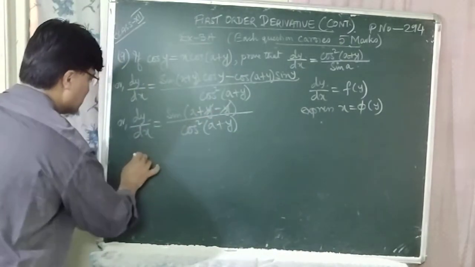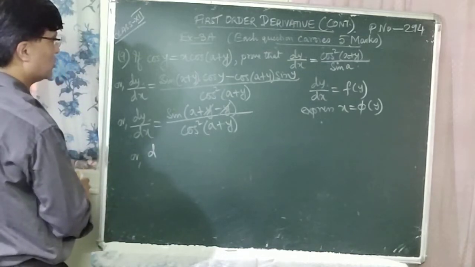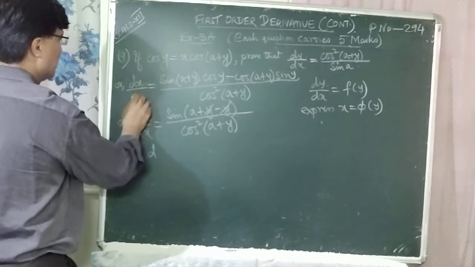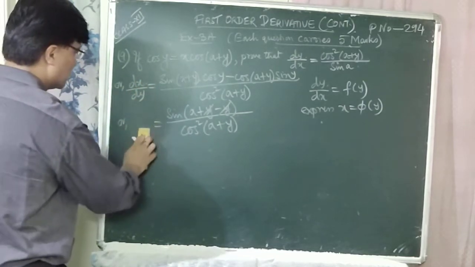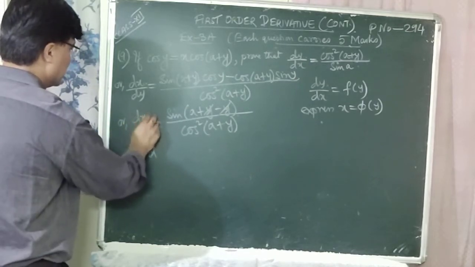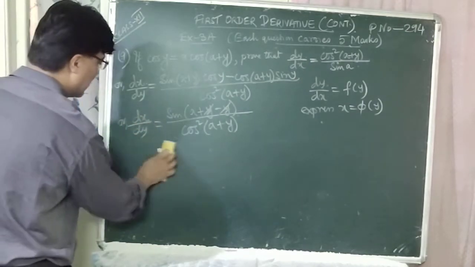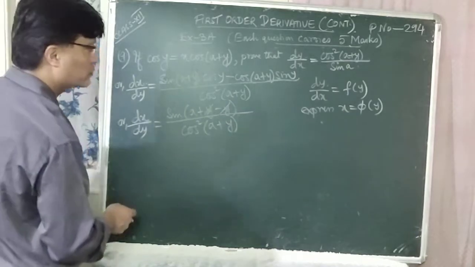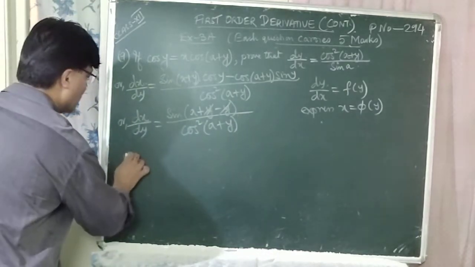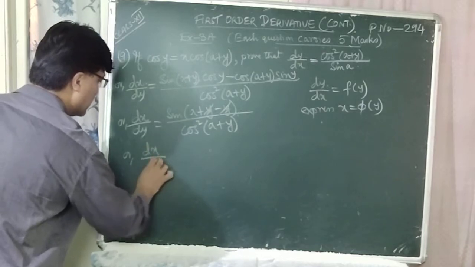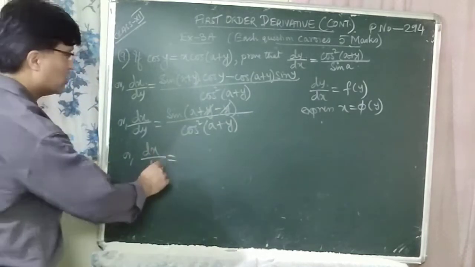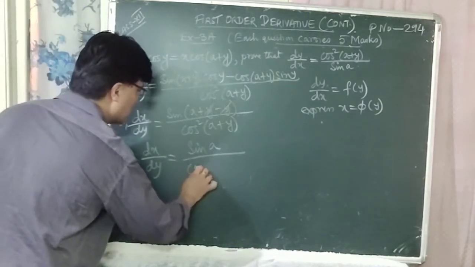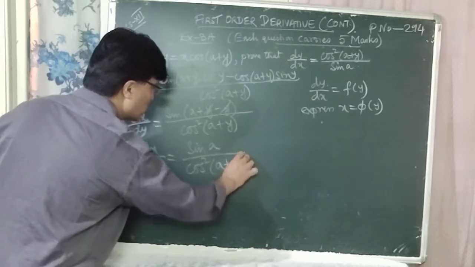So here y gets cancelled, or, oh, it should be dx by dy, sorry, this is dx by dy, right? This was actually dx by dy, because we were differentiating both the sides with respect to y, isn't it? So dx by dy is equal to, what is dx by dy equal to? This is sin a divided by, this y gets cancelled, divided by cos square a plus y.